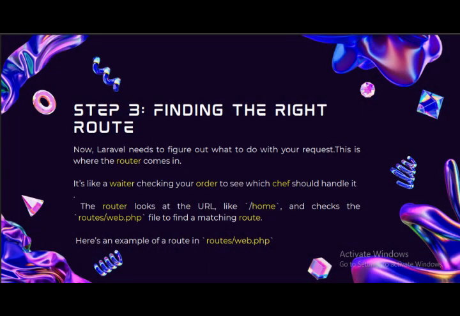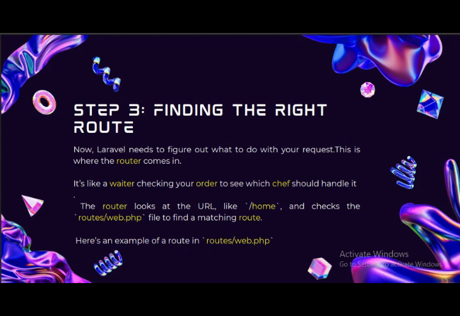Step 3, finding the right route. Now Laravel needs to figure out what to do with your request. This is where the router comes in. It's like a waiter checking your order to see which chef should handle it. The router looks at the URL, like /home, and checks the routes/web.php file to find a matching route.